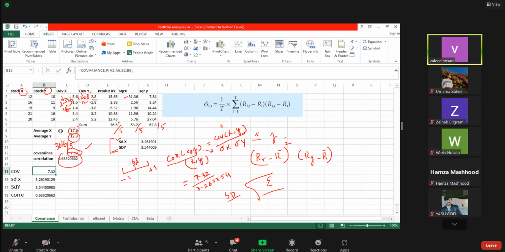So there is a function here. You can see, when you put the equal sign here and select this area, this stock, the range from A2 to A6, and then B2 to B6. I'm sorry, there was a mistake on my part. That is why this problem was occurring. So this is the covariance.